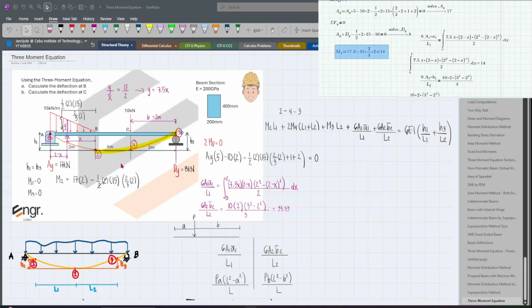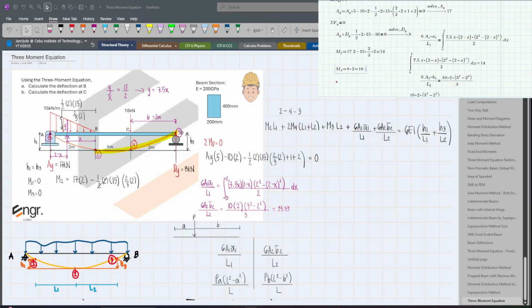Ito, 14. Now, how about M4? What is the value of M4? To calculate the value of M4, we can either take moments from the left or from the right. But if from the right, you have to change the sign. So, for example, we have point C corresponding to M4. So, 8 kN times 2 meters. Now, this will cause a counterclockwise rotation. But again, since we are taking moments from the right, change the sign. 8 times 2 is equal to 16, counterclockwise, so magiging positive yan. So, M4 is equal to 8 kN multiplied by 2.